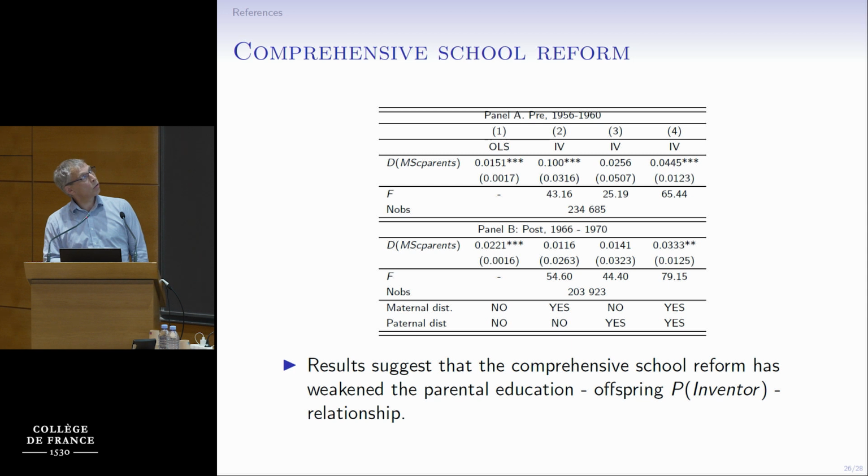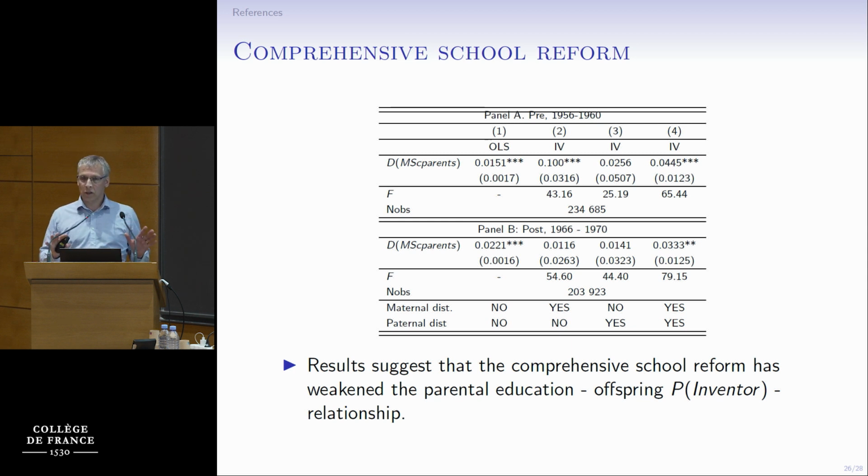You can see the OLS coefficient being larger, reflecting what I just showed before. The younger cohorts are more likely to become inventors than the older cohort. But look at the coefficients. Now the coefficient on parental education when we use maternal distances goes down by almost 85%, and it's not statistically significant. The coefficient using paternal distances goes down by 40%, and again is not statistically significant. And even the coefficient using both parents' distances goes down by about a third, although it's statistically significant.